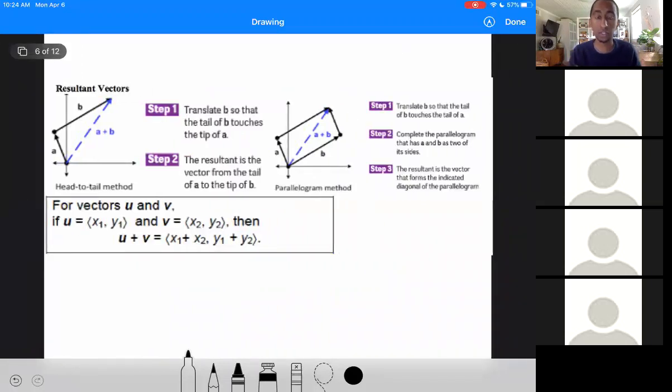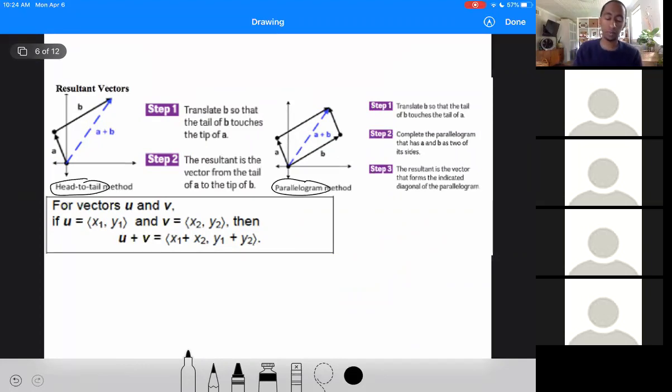All right, so specifically, let's just start with adding vectors. So how do you add vectors together, all right? So there's two different methods that you can do that graphically. The first method is called the head to tail method, okay? The second method is called the parallelogram method, and this is how you add vectors, okay, graphically.